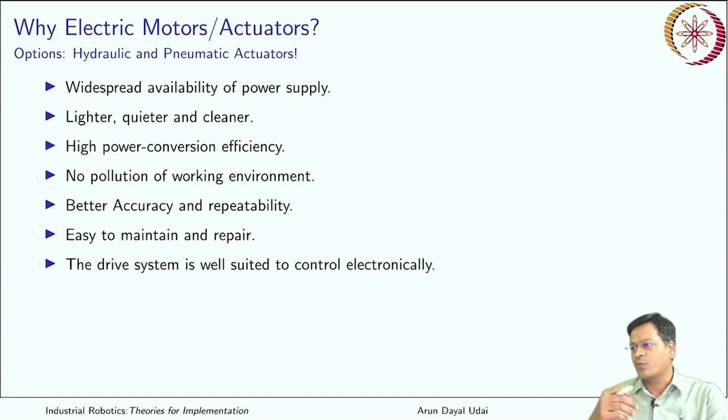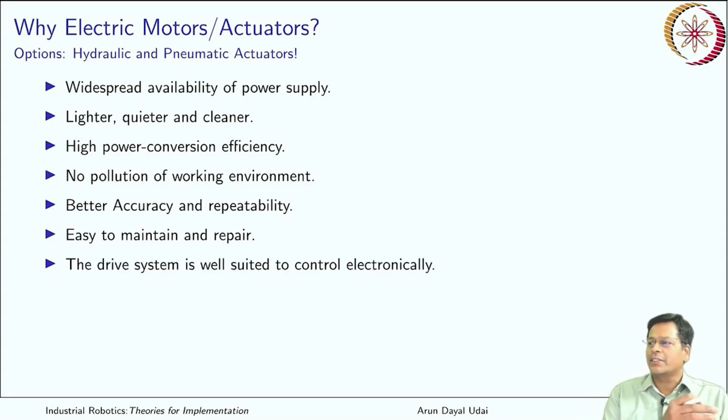A drive system is well suited to be controlled electronically. You mean electricity is to be controlled by electricity. So there is no transformation in between, right? You have some controller that generates 0 to 5 volts to control, let's say, the current in your motor that varies from 0 to 10 ampere. So you just need a power amplifier in between. So that transformation is very, very easy.